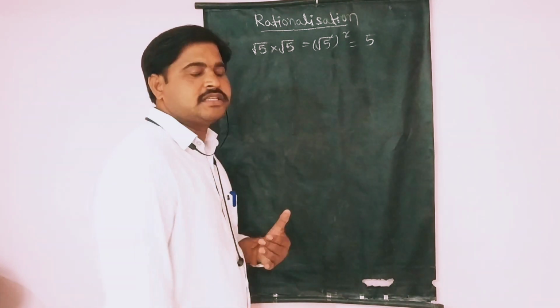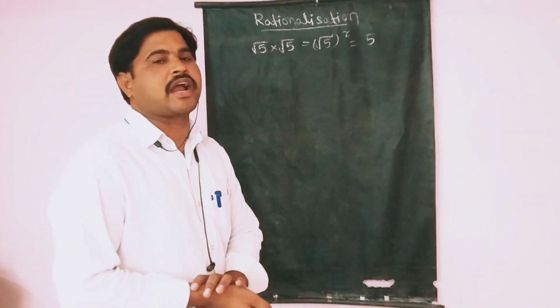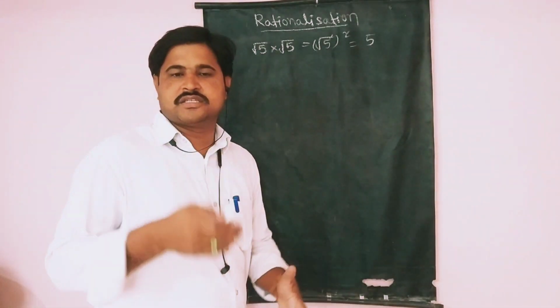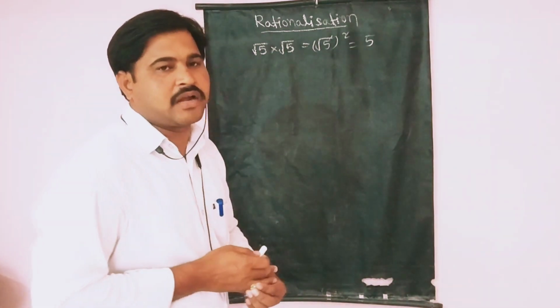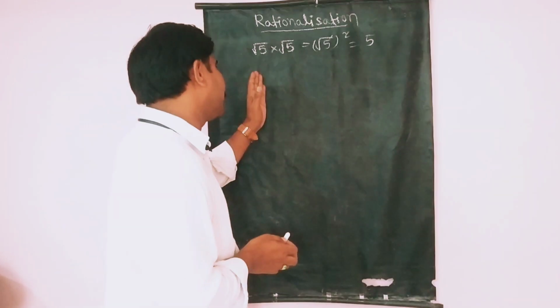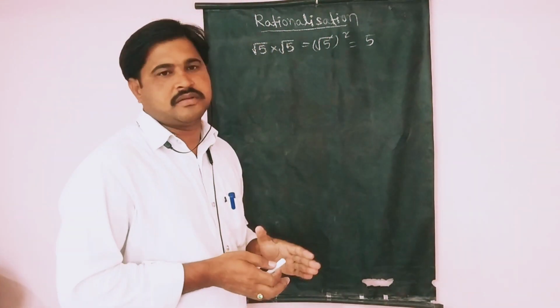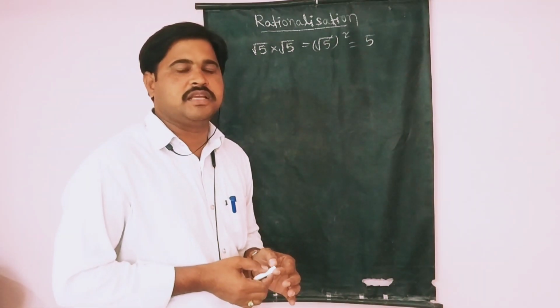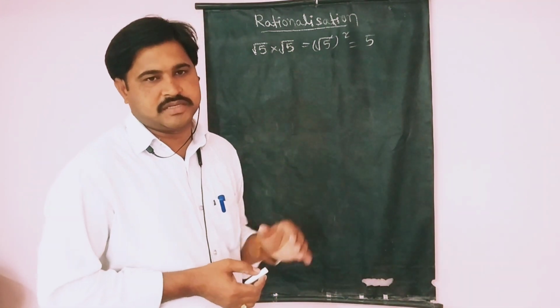In rationalization, the rationalizing factor is also very important. A rationalizing factor means the number by which we multiply the irrational number to get a rational number. That factor is called the rationalizing factor of the given irrational number.